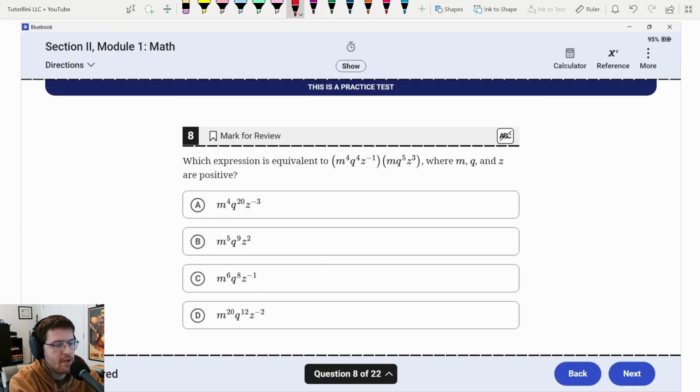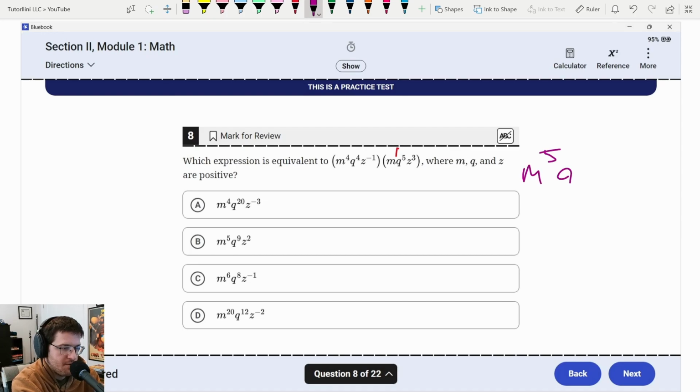Okay, question 8. So when we multiply by a common base, we add the exponents. Might be helpful if I remind you that just m here has an exponent of 1. Okay? So m to the 4th times m to the 1. 4 plus 1 is 5, so that's m to the 5.